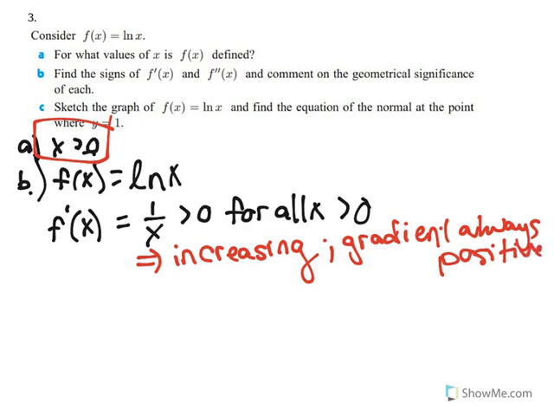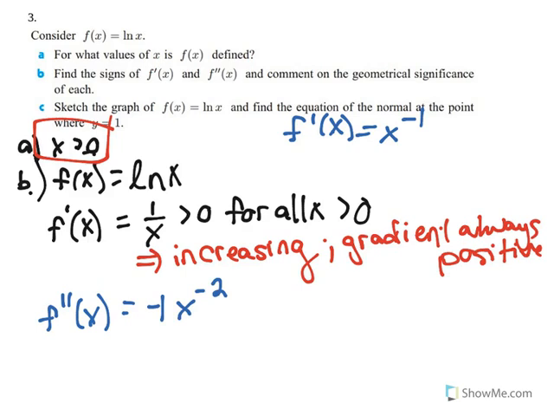Now the second derivative, f double prime of x, takes just a little bit more work. So first off, let's write this up here, f prime of x is equivalent to x to the negative first. Therefore, the derivative of that is negative 1 times x to the negative second, which is equivalent to 1 over x squared, and then it's a negative.